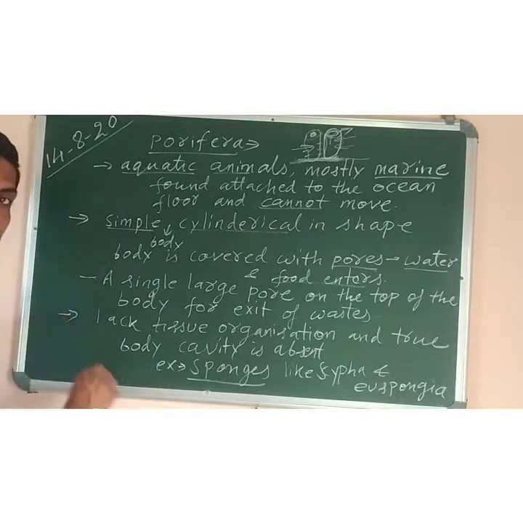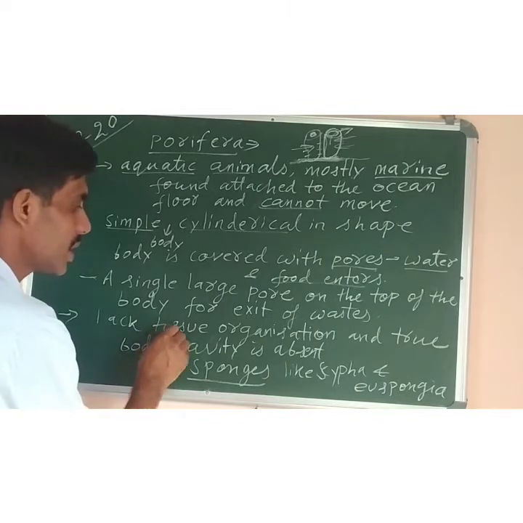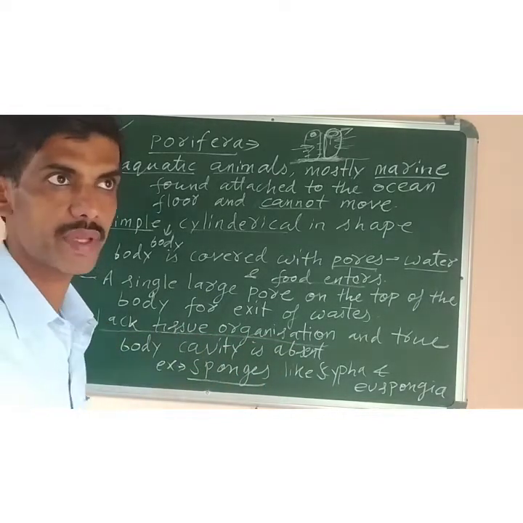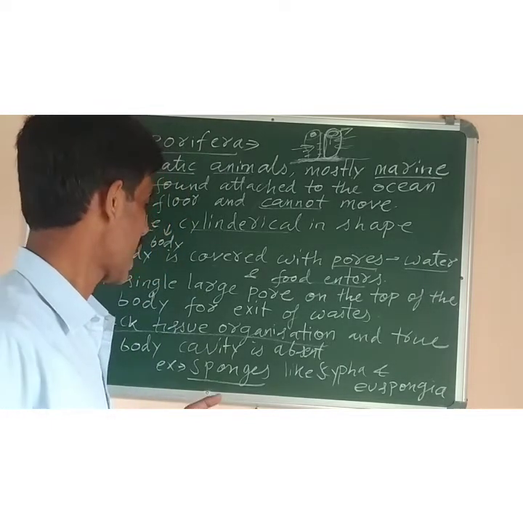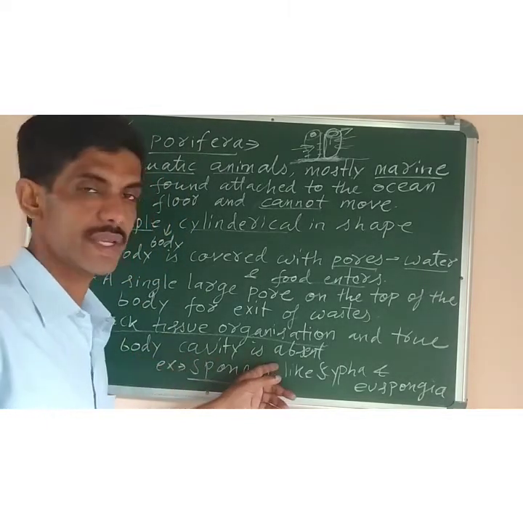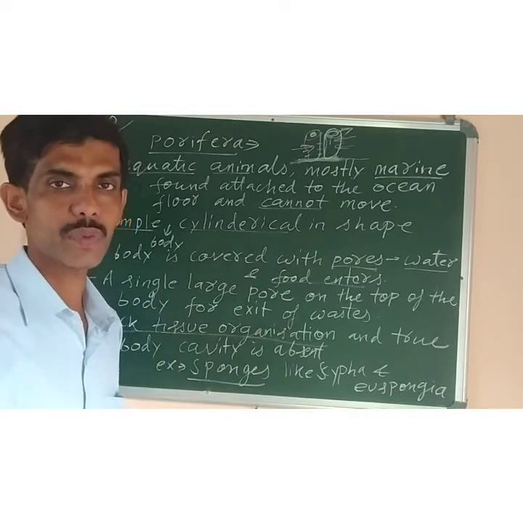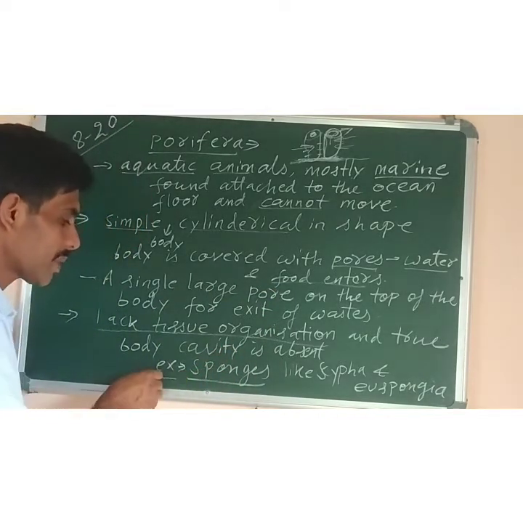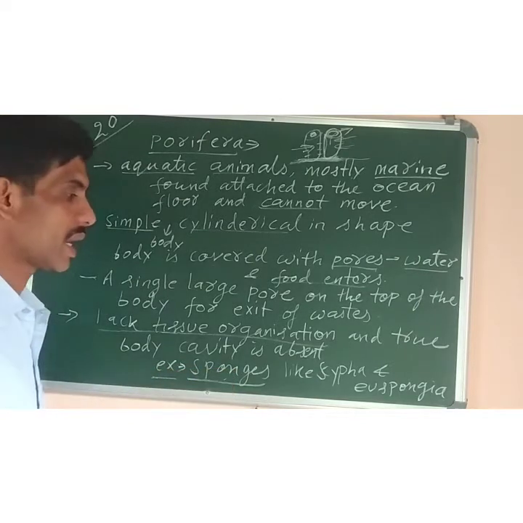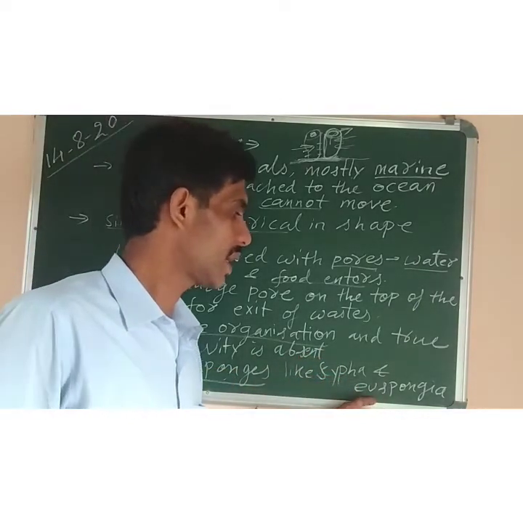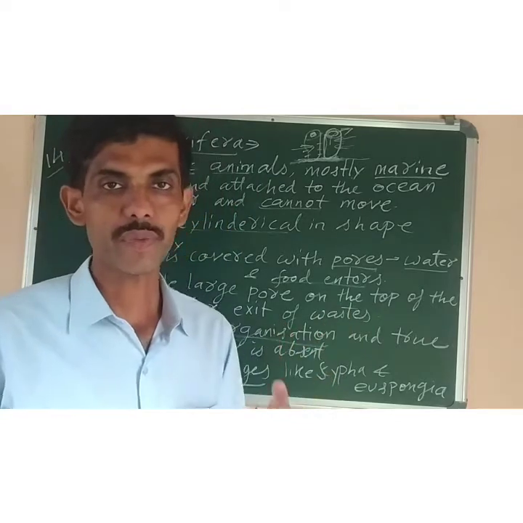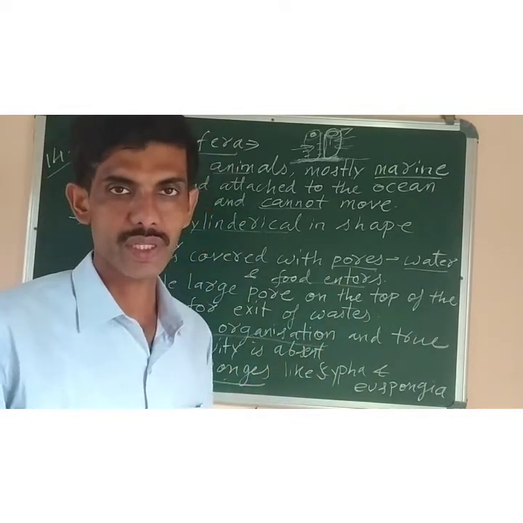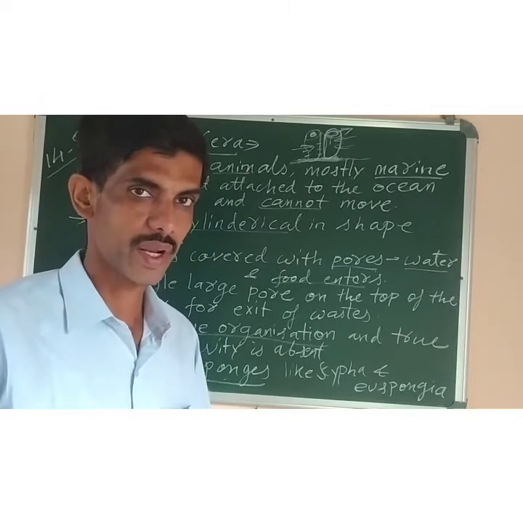Then the last point, the third point, they lack tissue organization. Tissue organization is not present, means they do not have the different types of tissue systems, and the true body cavity is absent. Body cavity means the gap which is present is not found in their body. And examples of such animals are the sponges like Scypha and Euspongia. These two are the types of Porifera which come under sponges. Sponges is also a type of Porifera only.